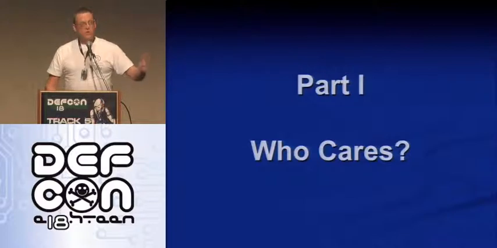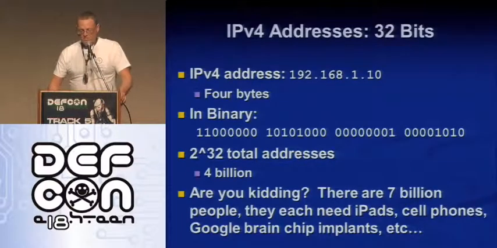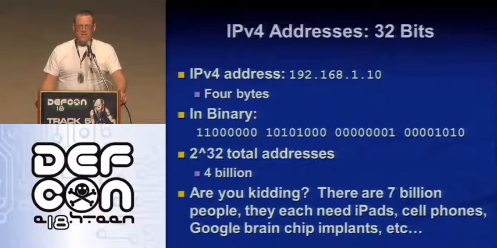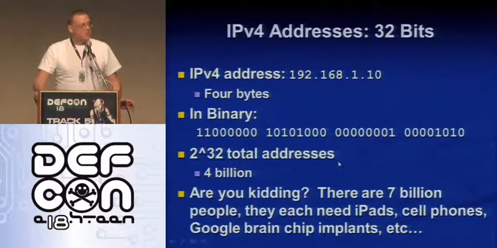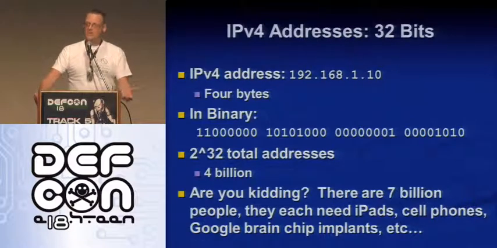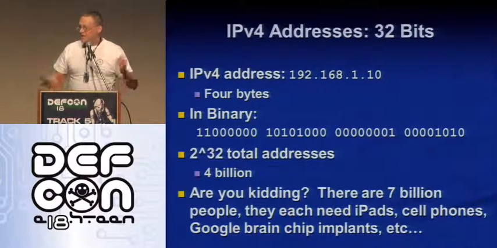So let me show you why I care. IP version 4, we've all seen these addresses, 192.168.1.10, and of course in binary, that's a 32-bit binary number. And then we all know how to subnet that and everything, but there's only 32 binary digits, so there's only 2 to the 32 of them, and that's only 4 billion, and that's ridiculous, right? There's 7 billion people, and how many devices do you have on your body right now that need an IP address? I must have 4, and when I'm in my house I have another 12, and there's no way 4 billion is ever going to cut it.